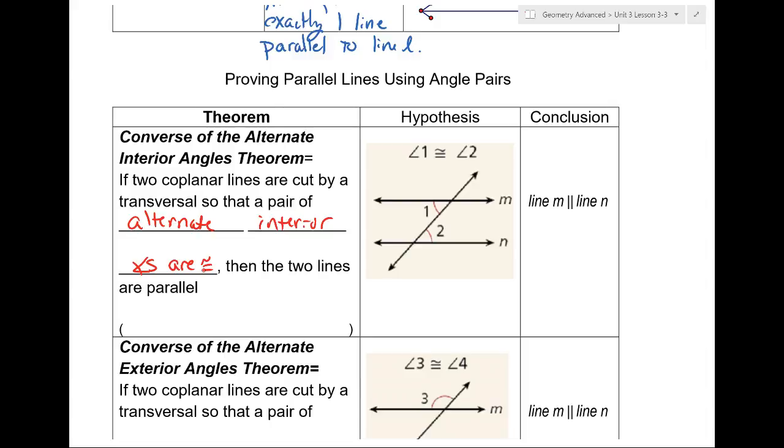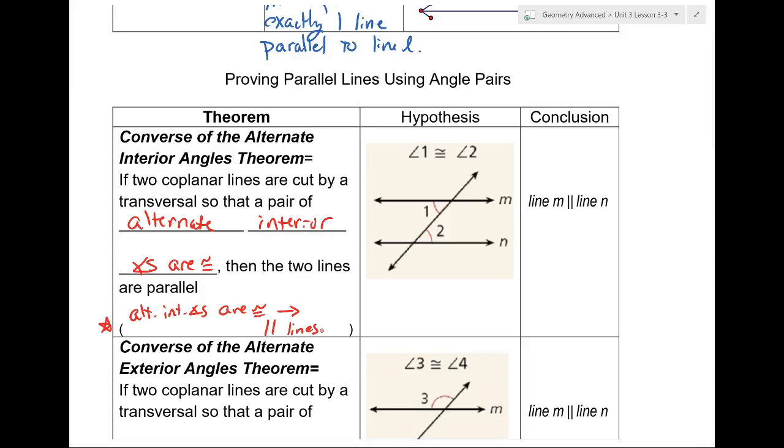So how would you say that? Well, just the converse of what we did the other day. If I have alternate interior angles are congruent, then I have parallel lines. I like the abbreviation of it. It's a lot faster, right, as a conditional statement using our arrow.